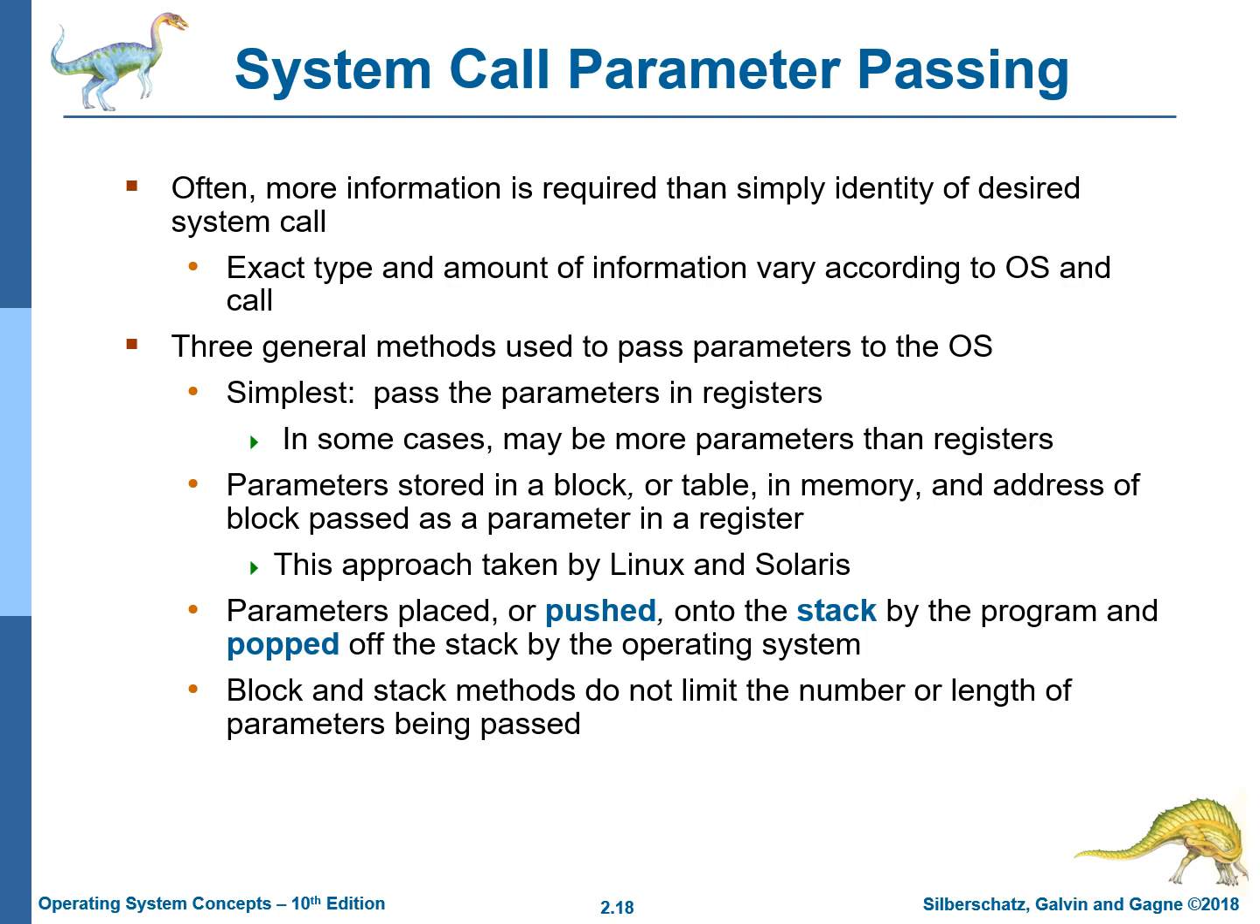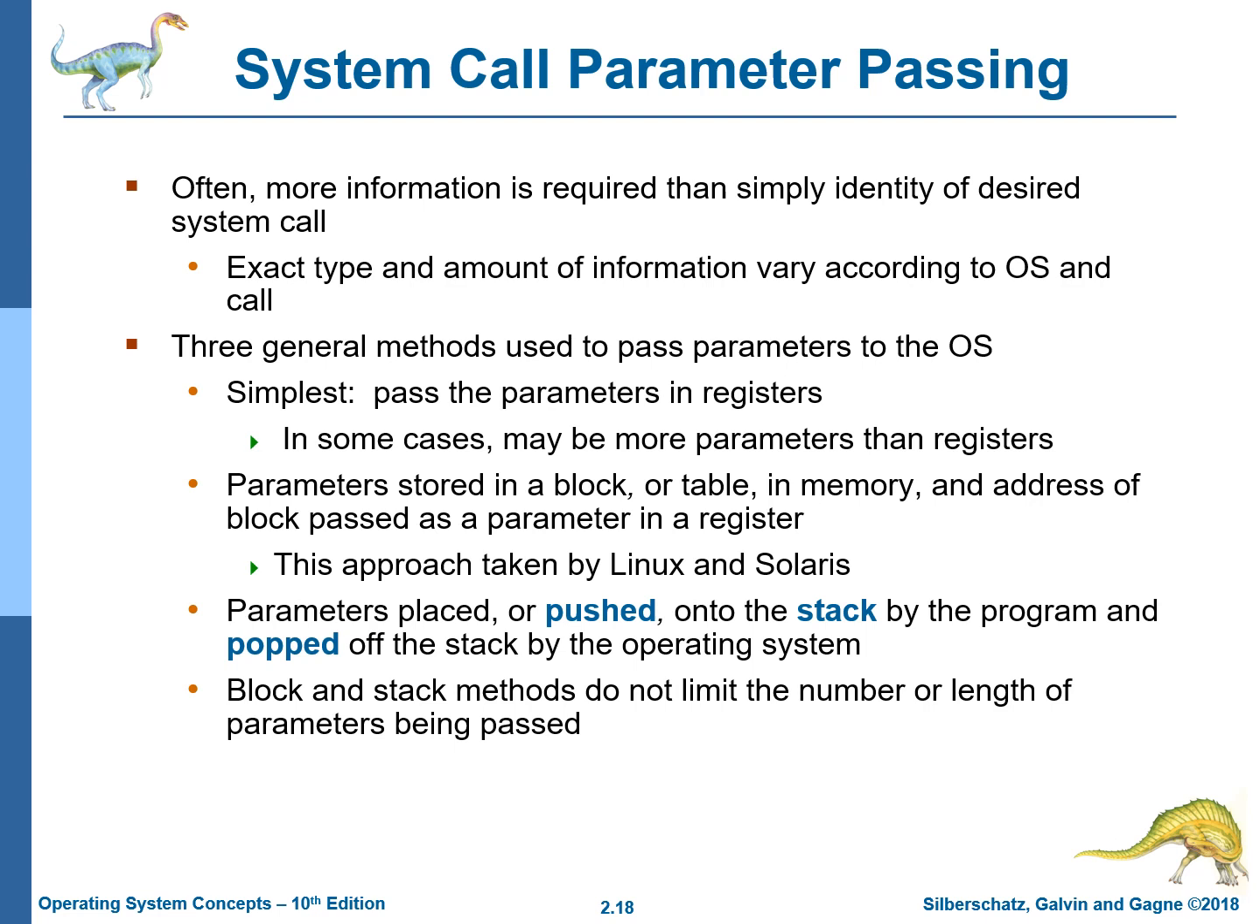System call parameter passing. Often, more information is required than simply the identity of the desired system call. The exact type and amount of information vary according to the operating system and call. There are three general methods used to pass parameters to the operating system. The simplest is to pass the parameters in registers. In some cases, there may be more parameters than registers.